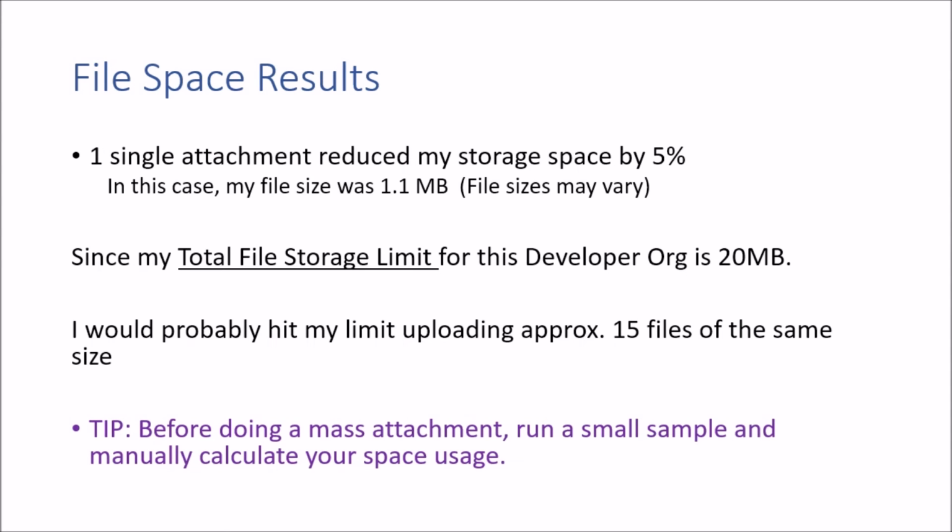Now here are the results for my file space usage. One single attachment reduced my total storage space by 5%. In this case, my file size was 1.1 megabytes. I realize that file sizes may vary, but the total file storage limit for this dev org is 20 megabytes. So I'd probably hit my limit at approximately 15 files of the same size. So here's a tip. Before doing a mass attachment, run a small sample and manually calculate your space usage.